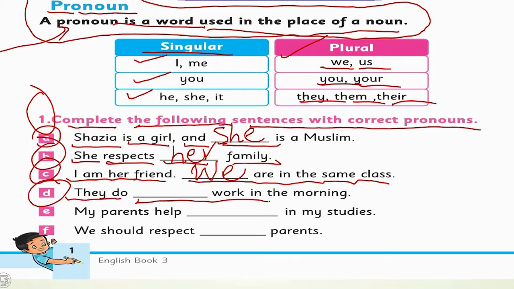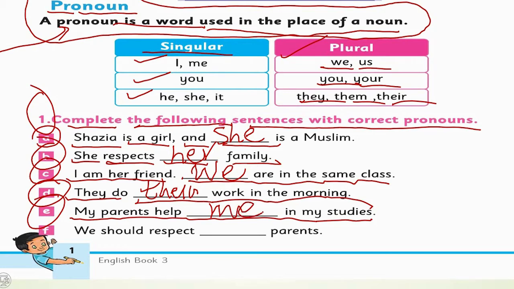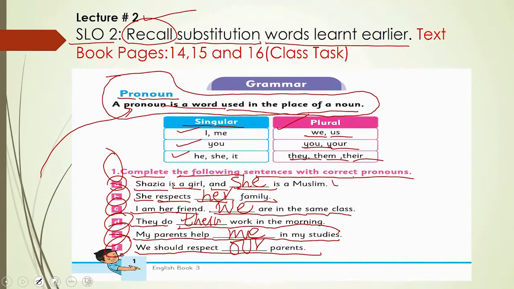They do dash work in the morning. They do their work in the morning. My parents help dash in my studies. My parents help me in my studies. We should respect dash parents. We should respect our parents. She, her, we, their, me, our.